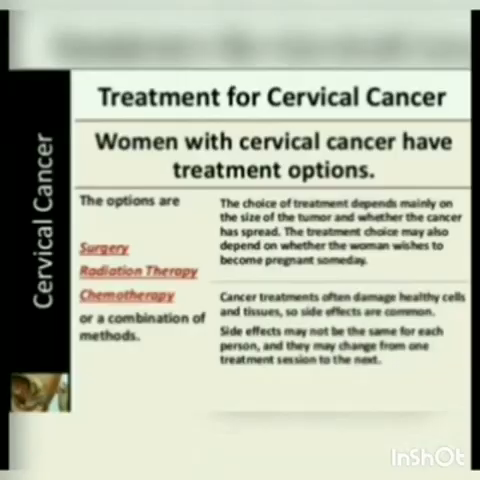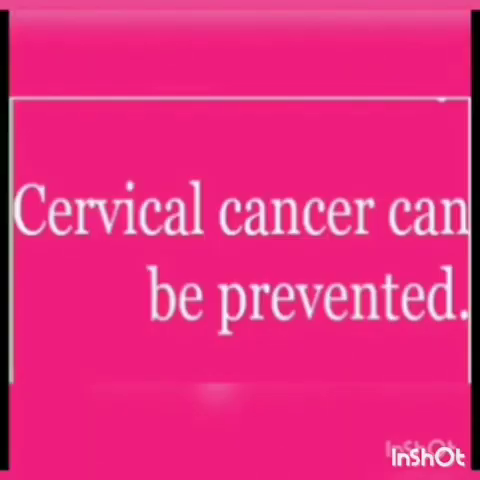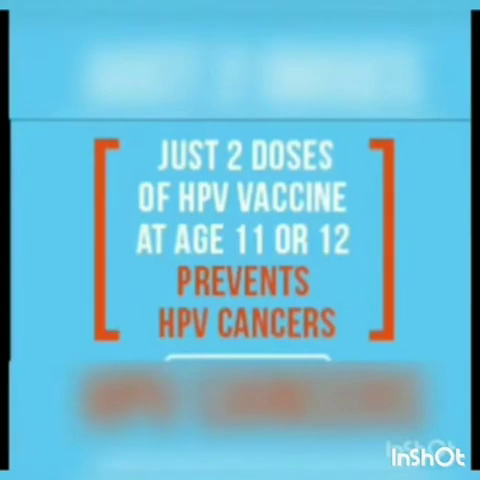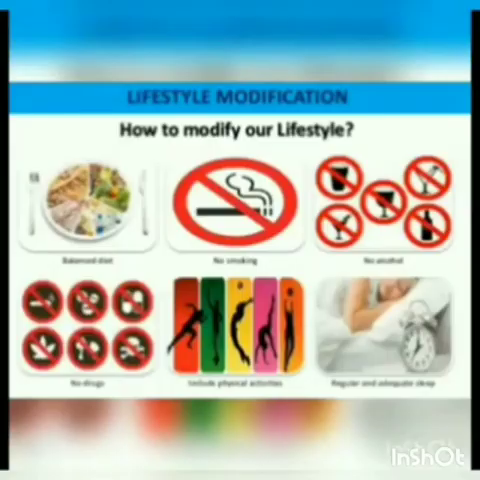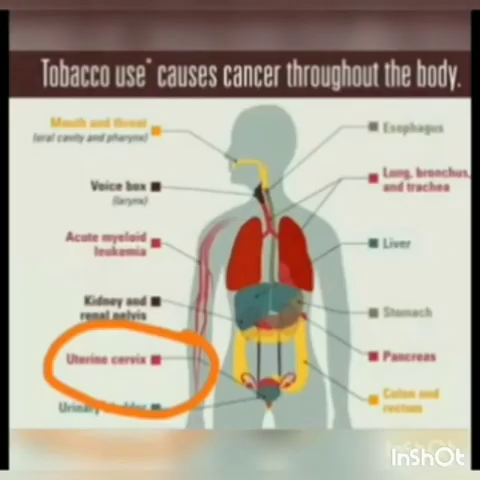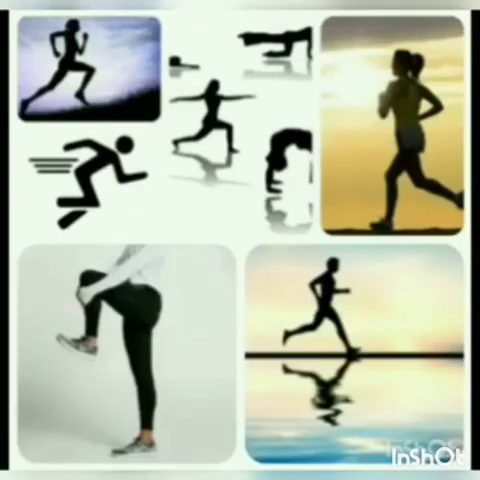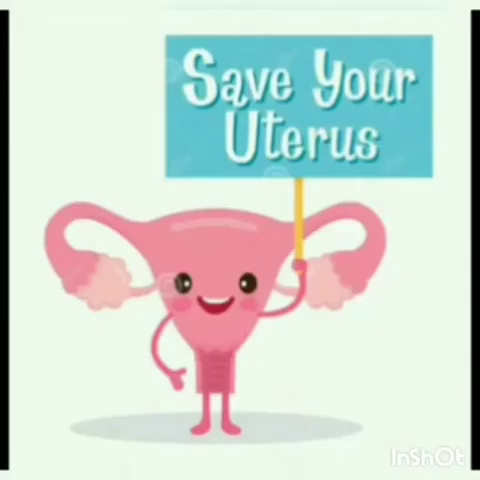Cervical cancer can be prevented with vaccination. Primary prevention begins with HPV vaccination of girls aged 9 to 13 years before they become sexually active. Healthy diet, avoiding tobacco, preventing early marriages, practicing monogamy, and regular exercise minimize the risk of cervical cancer.